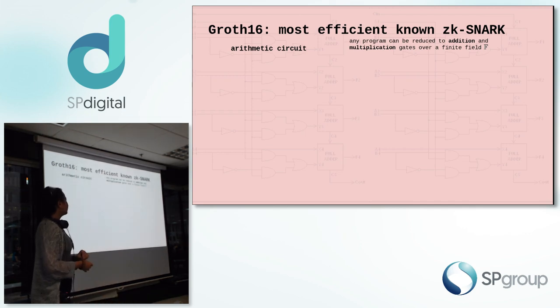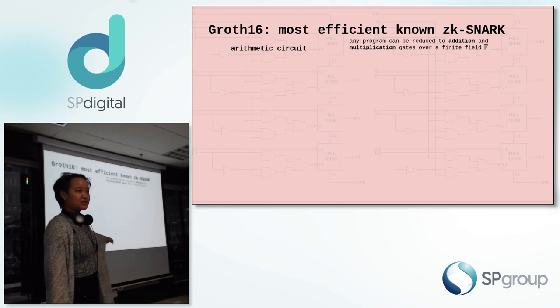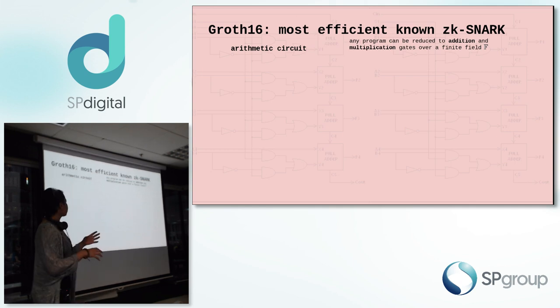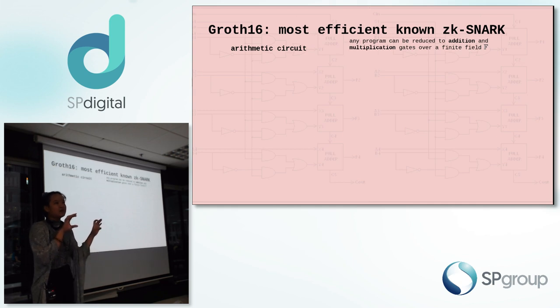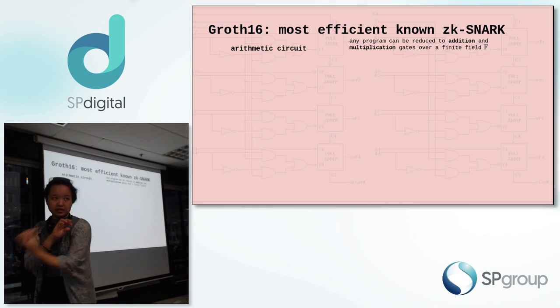I think by this point everyone knows what a circuit is. It's a series of addition and multiplication gates. For example, a fan-in-2 circuit just takes in two values and either adds or multiplies them and gives an output.